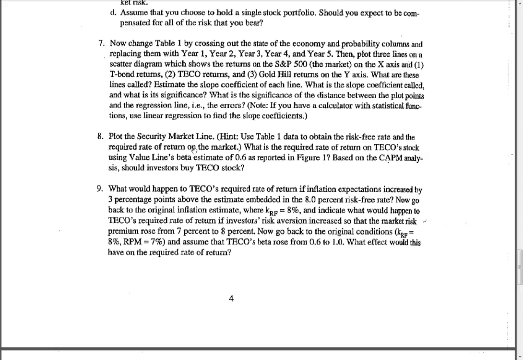And then question 8 has you plot the security market line. It gives you a hint here about using the data in table 1 for the risk-free rate. That's the T-bond rate. And the required rate of return on the market, that's the S&P 500.